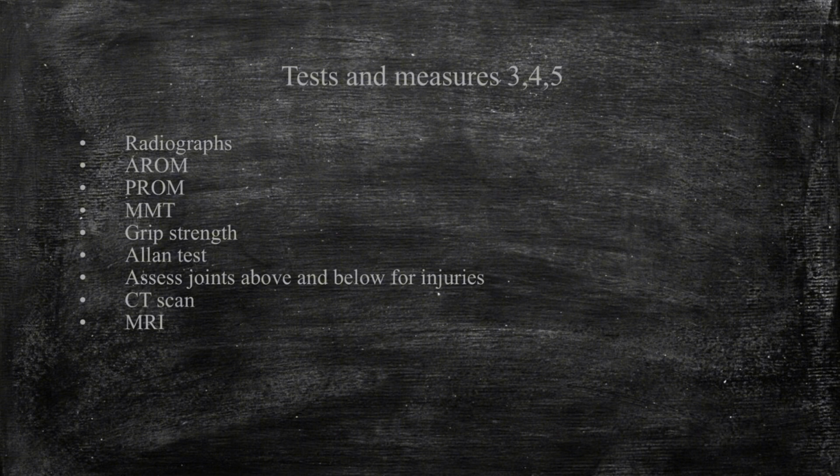Some important tests and measures are radiographs, so you can see it, the active range of motion, passive range of motion, MMT, testing grip strength, the Allen test, assess the joints above and below for other injuries, and CT scans can be used to look at the intra-articular fracture pattern and for surgical planning if that's needed. And then an MRI is not necessary initially, but can help assess ligamentous or soft tissue injuries.